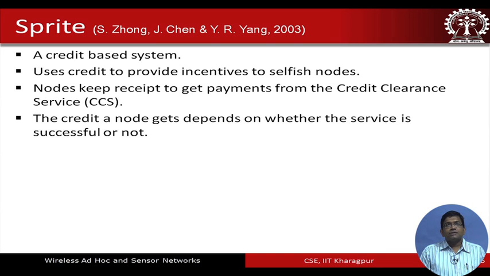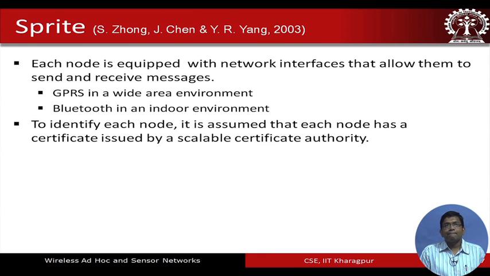So, these systems use credit to provide incentive to the selfish nodes. These nodes keep receipts to get payments from the credit clearance services. The credit a node gets depends on whether the service is successful or not. So, these receipts are going to be kept by the different nodes, and these are going to be encashed from the CCS. So, each node in Sprite is equipped with network interfaces that allow them to send and receive messages, and to identify each node it is assumed that each node has a certificate issued by a scalable certificate authority. So, this is how it is securing this particular mechanism.